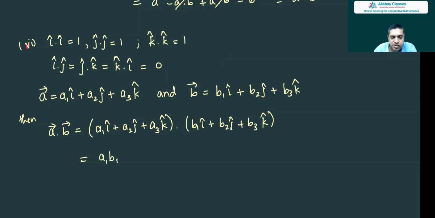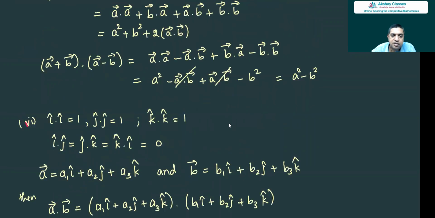Then I dots with J to give 0. I dots with K to give 0. Then J dots with I to give 0. J dots with J to give 1. So A2 B2, plus J dots with K to give 0. So K dots I to give 0, K dots J to give 0, K dots K to give 1. So we get dot product is just the product of the coefficients of I, J, K. So A dot B is this.